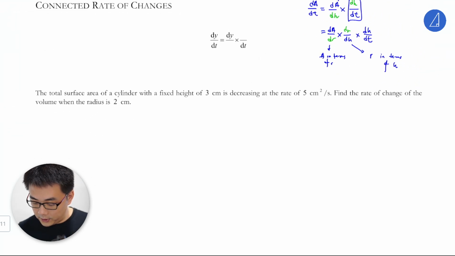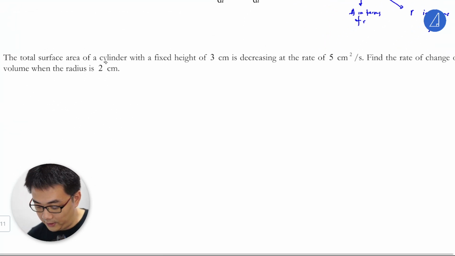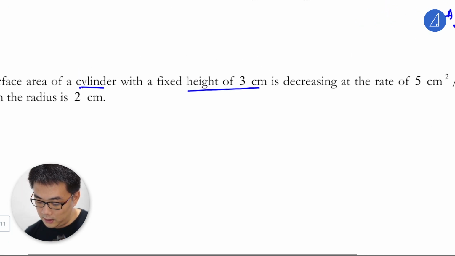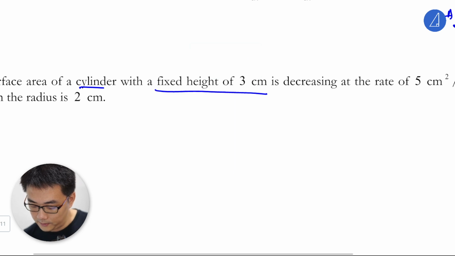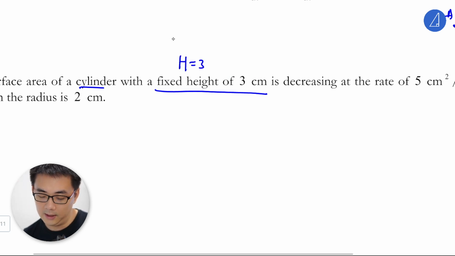So you look at this question here. The total surface area of a cylinder with a fixed height of 3. So the height is fixed. This is not a variable, this is a constant. If it's a constant, typically let it be a capital letter.